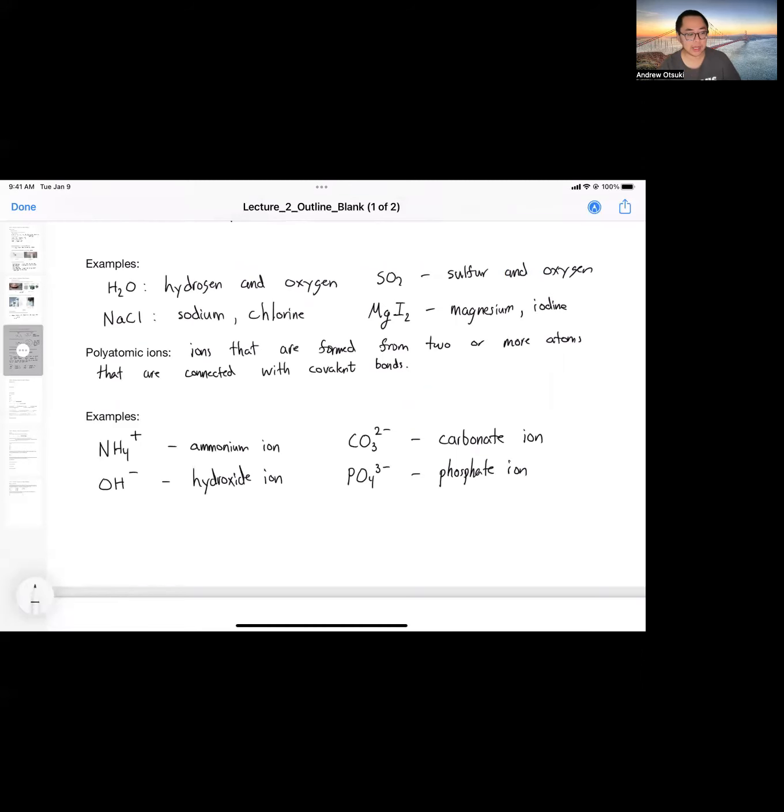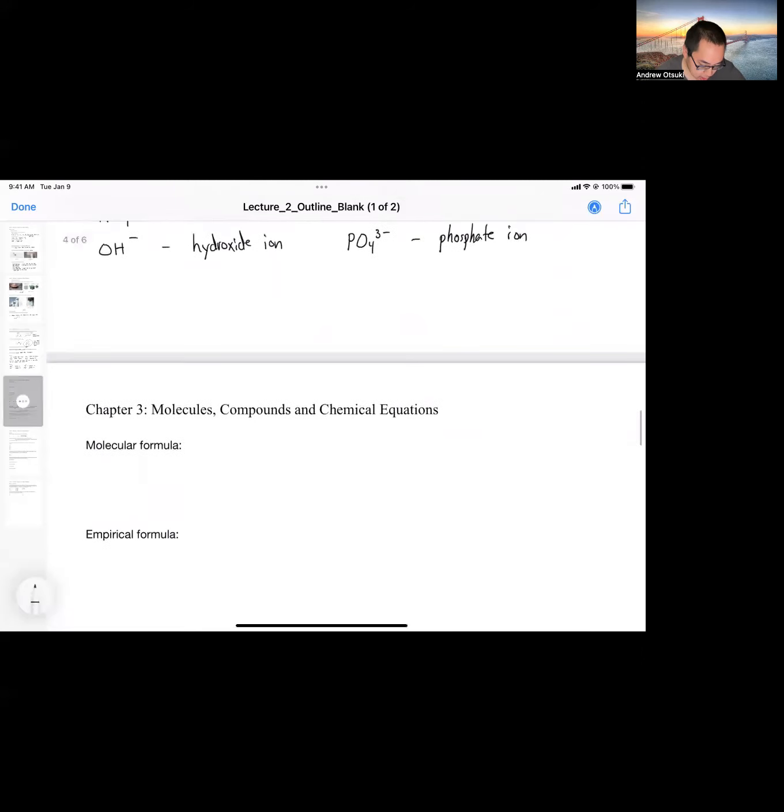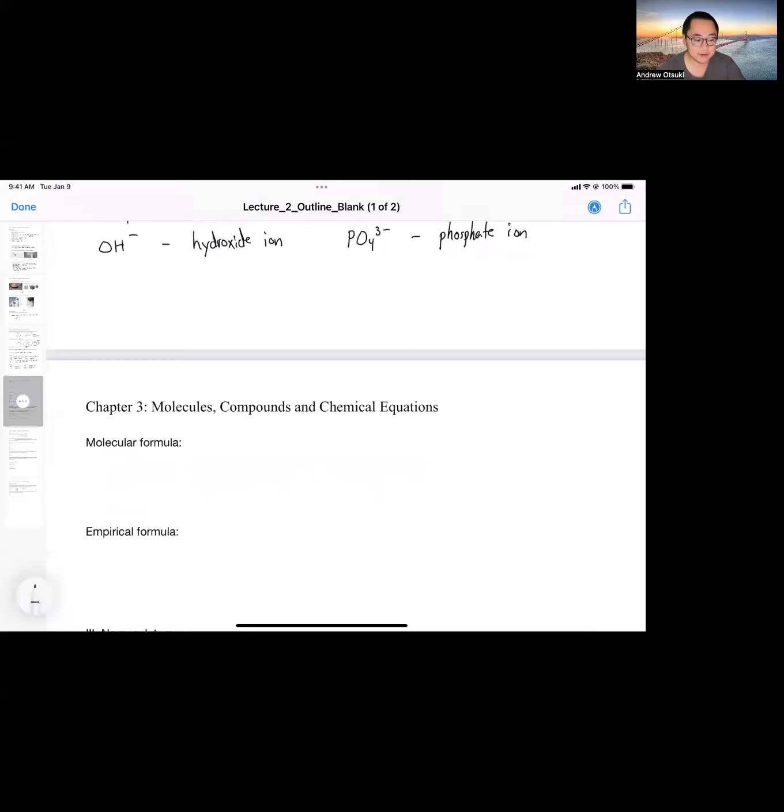Okay, so that is some polyatomic ions. Let's move on now to molecular and empirical formulas. In discussion, we will do a lot of examples where we determine molecular and empirical formula, but that will be in a later chapter. Just giving you a heads up what to expect.